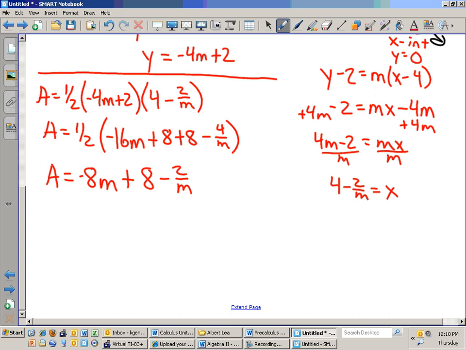I want to minimize that. How do I minimize something? Take the derivative and set it equal to 0. So A prime is equal to, what's the derivative of negative 8m? Negative 8. What's the derivative of 8? 0. What's the derivative of negative 2 over m? No, we don't have to do the quotient rule. Remember that this can be expressed right here as negative 2 times m to the negative 1. What's the derivative of that? 2 over m squared. Very good.